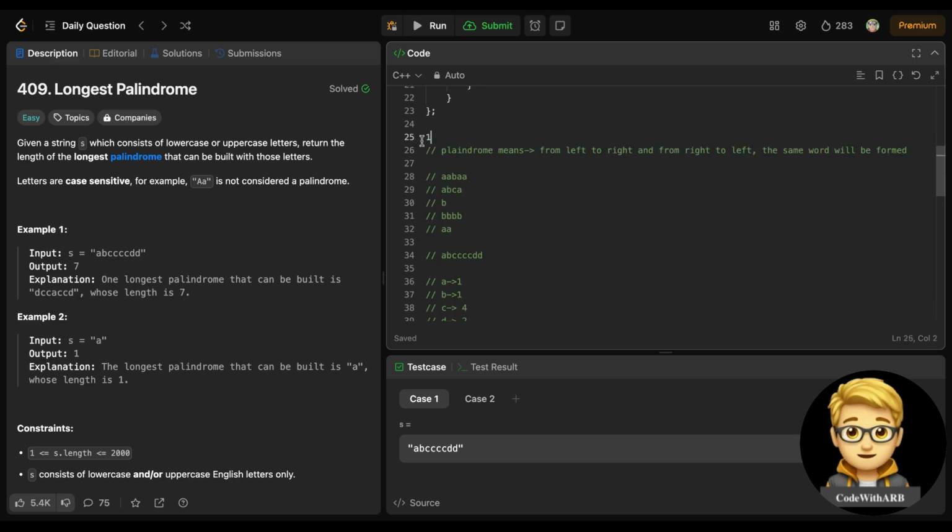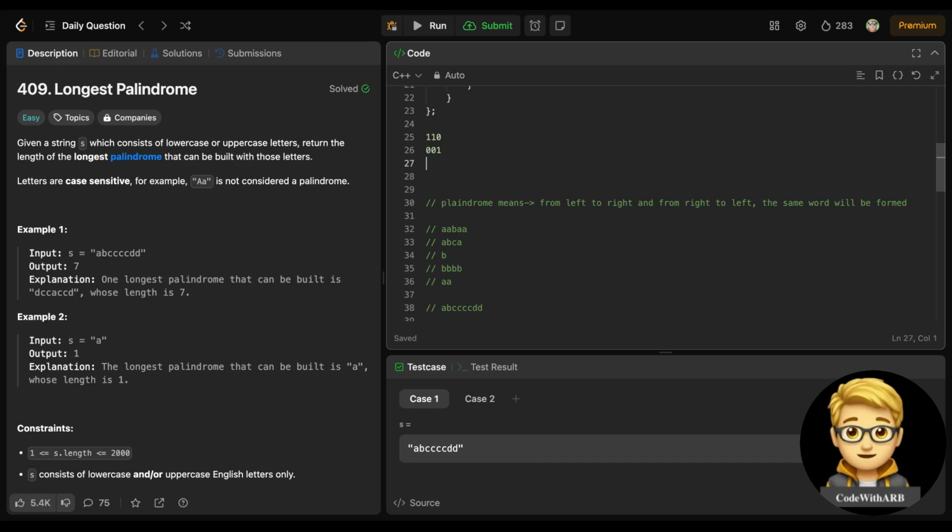For the even case, let's take the example of 4. This is 100, right? Let's take another example, 110. See, this lowest bit is not set. And when we take AND with 1, it will give us 000, which is not 1, because this is not an odd number.